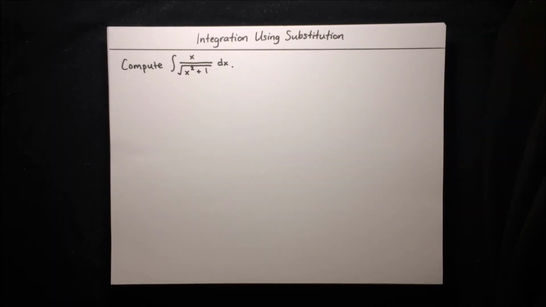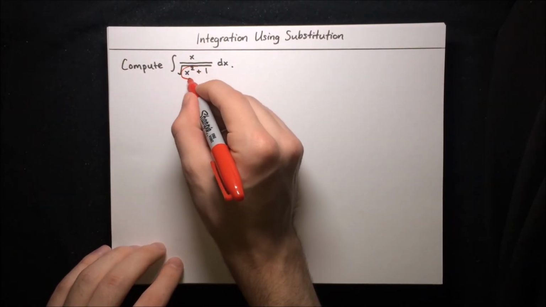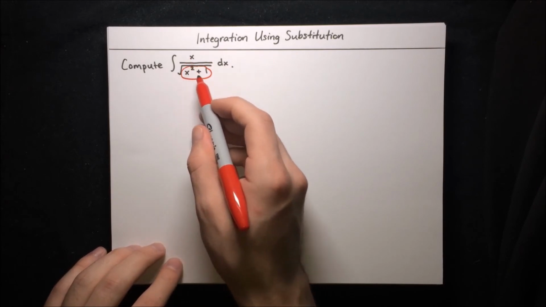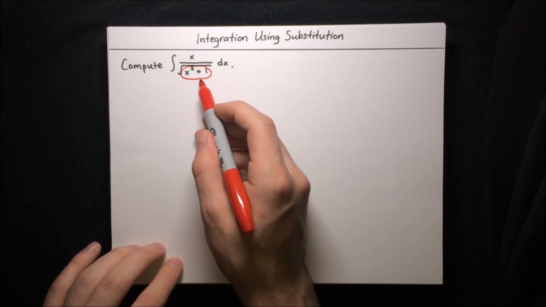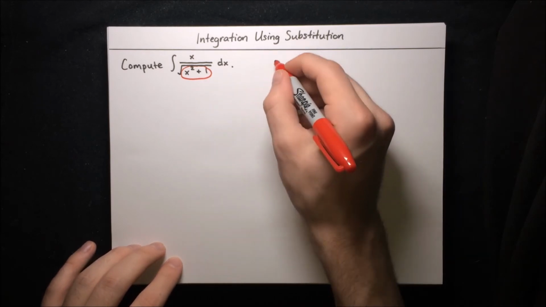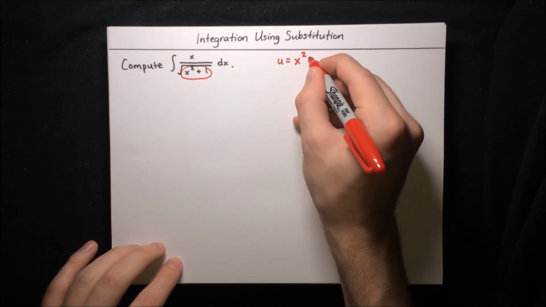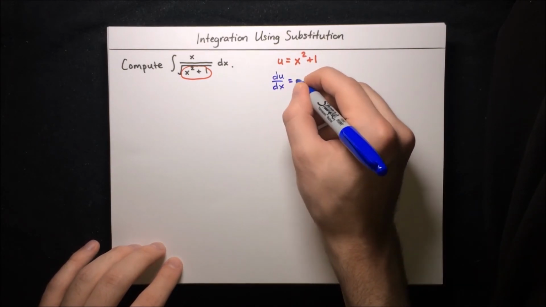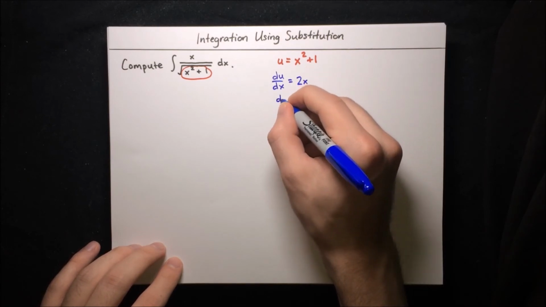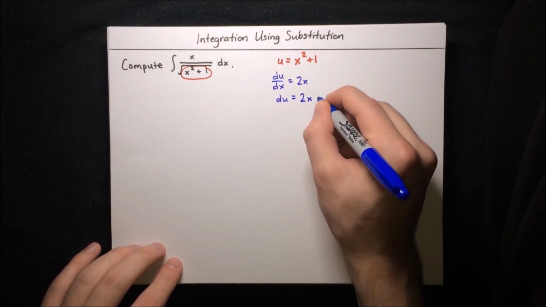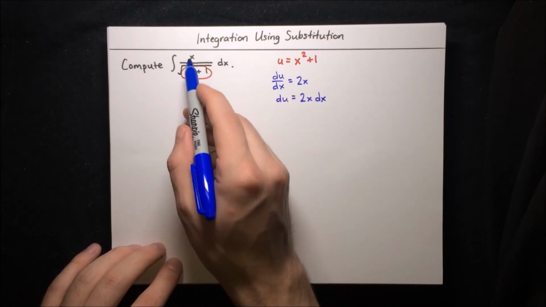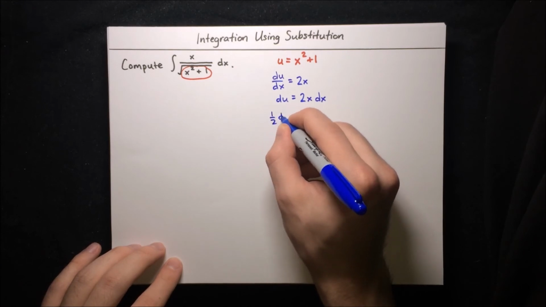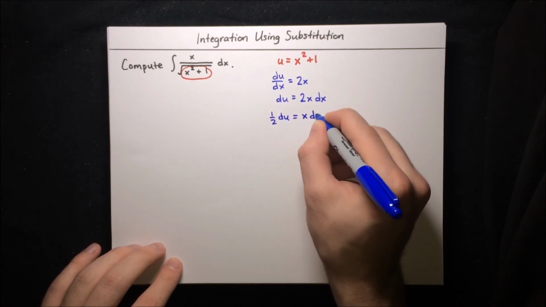Do you see it? Take a look at that x squared plus 1 in the denominator. The derivative of that is just 2x, and x appears in the numerator. And 2x versus x, those just differ by a constant multiple, so we're okay. We'll let u equal x squared plus 1. That way, du dx is equal to 2x, which means du equals 2x dx, and we just want a single x dx, so we multiply both sides by a half to cancel out that 2. So 1/2 du equals x dx.